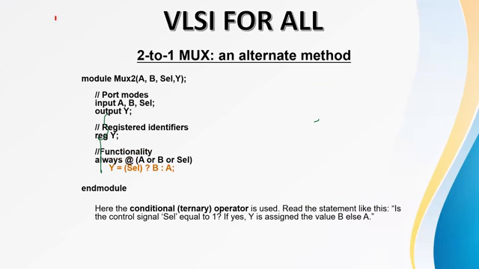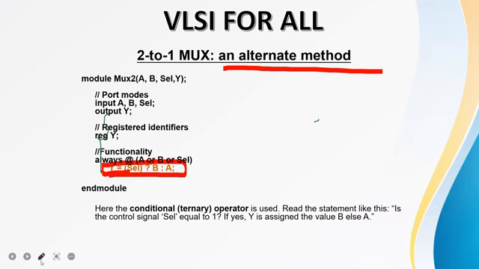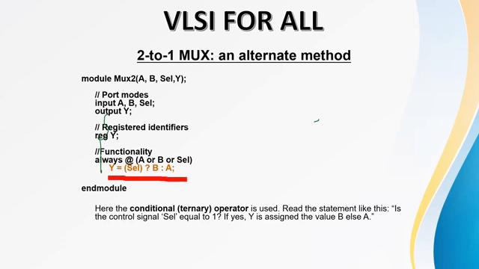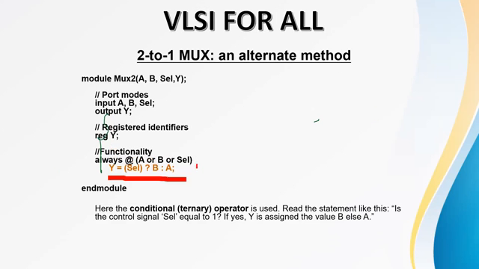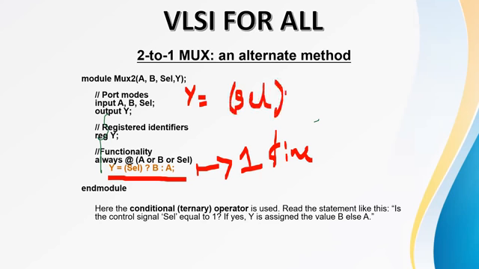And this is the alternate method. This is the conditional operator. Everything is the same, but only this. Here we have 4 lines of code to define the functionality of mux, but here we have a single line which defines the functionality. Y is the output. I'm assigning select question mark. This is actually a conditional operator.